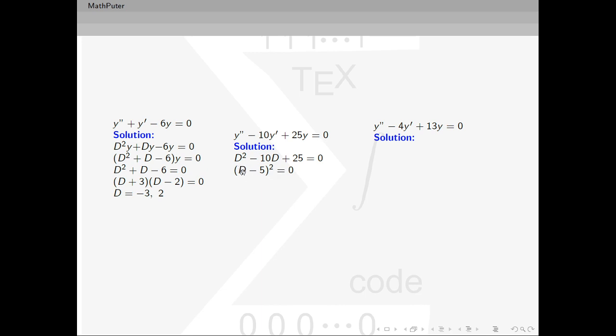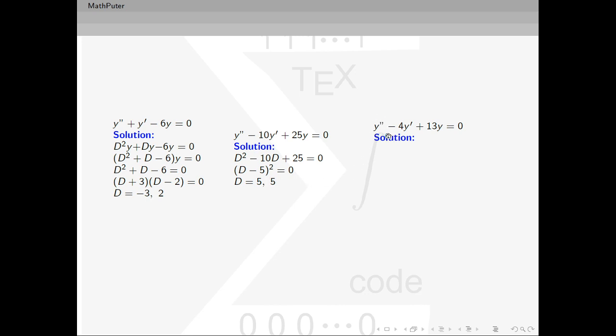So it has two roots. This is the quantity D minus 5, again D minus 5. So it has two roots, 5 and 5. As we know that an nth order polynomial has n roots, right? This is a second degree polynomial, so it has roots minus 3 and 2. This has the roots 5 and 5.